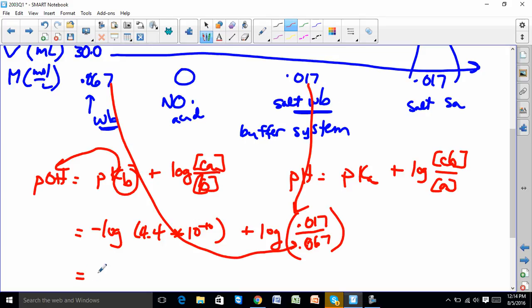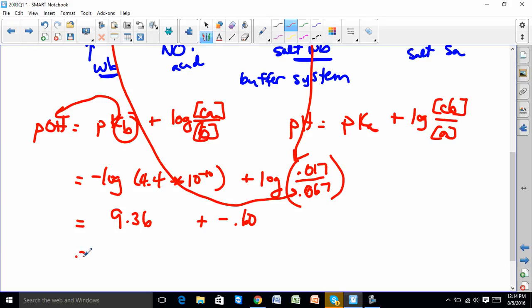And so now the pOH is, if I do this on the calculator, I get 9.36. And if I do this on the calculator, I get negative 0.60. And so 2 sig figs, I kept 2 places after the decimal. This is 2 sig figs, so 2 places after the decimal. And then when I do this, I get 9.36 plus negative 0.60 is 8.76, but that's the pOH. And the problem asks for the pH, so the pH is 5.24.